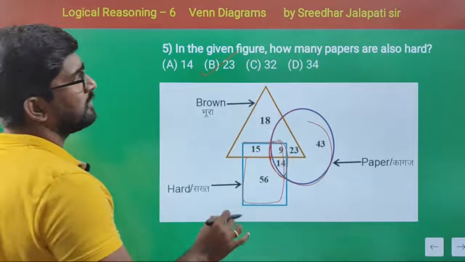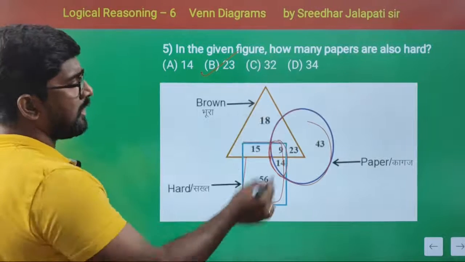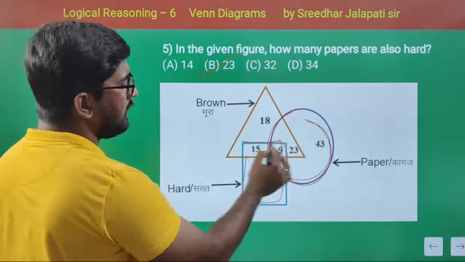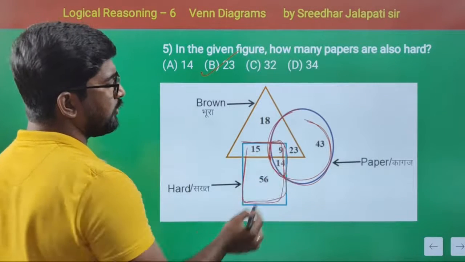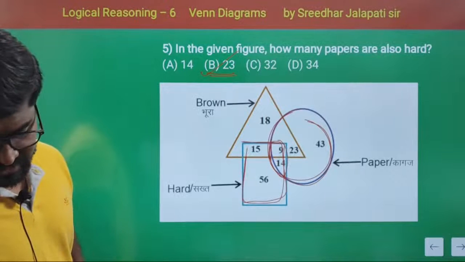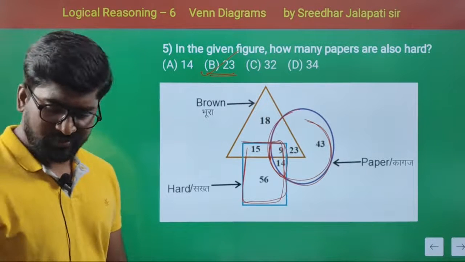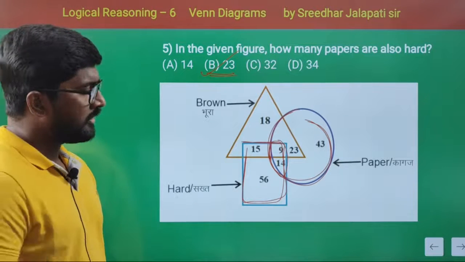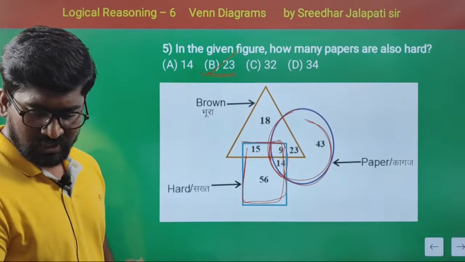9 plus 14. We want papers which are also hard. Papers which are also hard. So the intersection of circle and rectangle, so that is 9 plus 14, 23 is the answer. You guys are absolutely right. I really appreciate all those who got the answer. Rest of the people, find out what went wrong. If your answer is other than 23, find out what went wrong and try to learn, right?